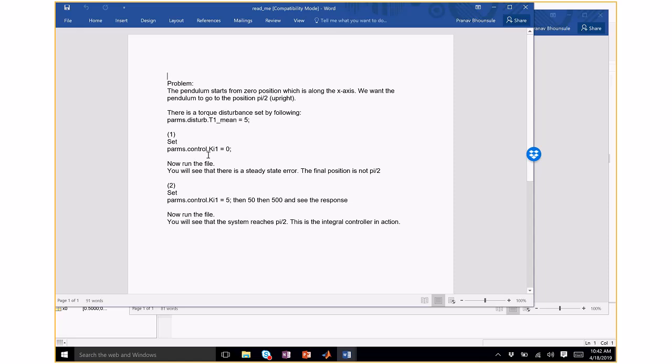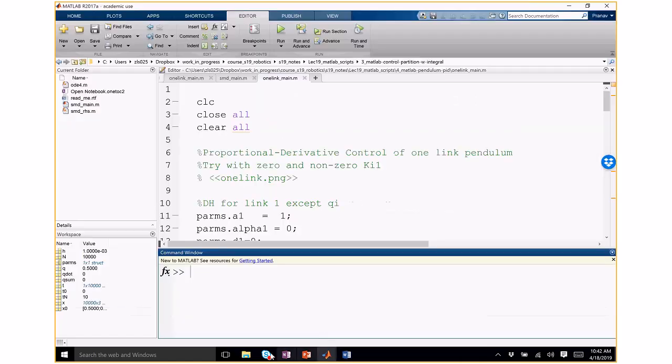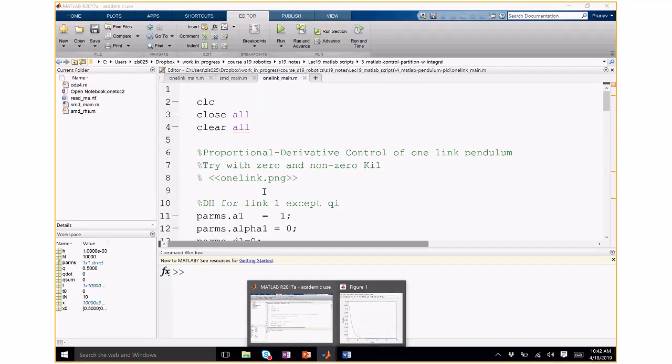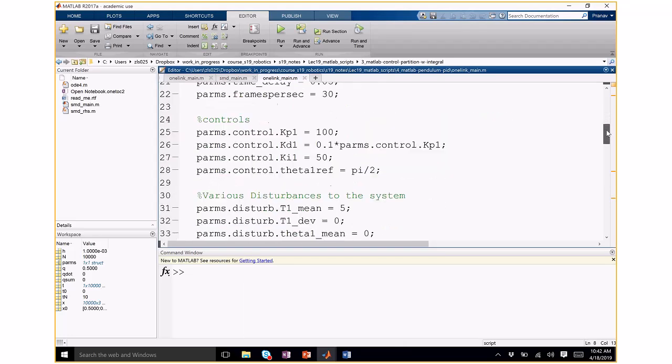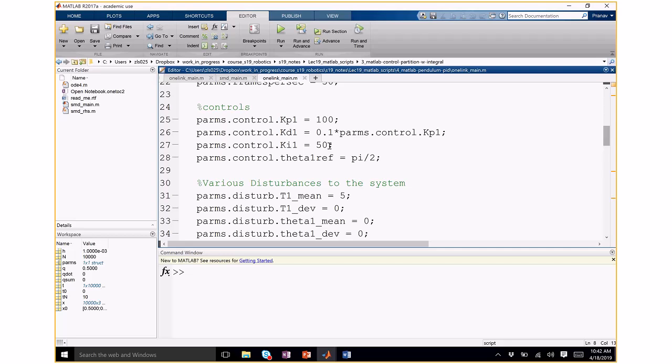First we set k, the integral control, to 0. Run the file. See what happens. So I need to put this to 0. And then the disturbance is 5. And here you can see that I've not particularly chosen the control partitioning. I just used some PD controller. Okay, so when I run this, for this system, you will see overshoot because the KD is not tuned by control partitioning.